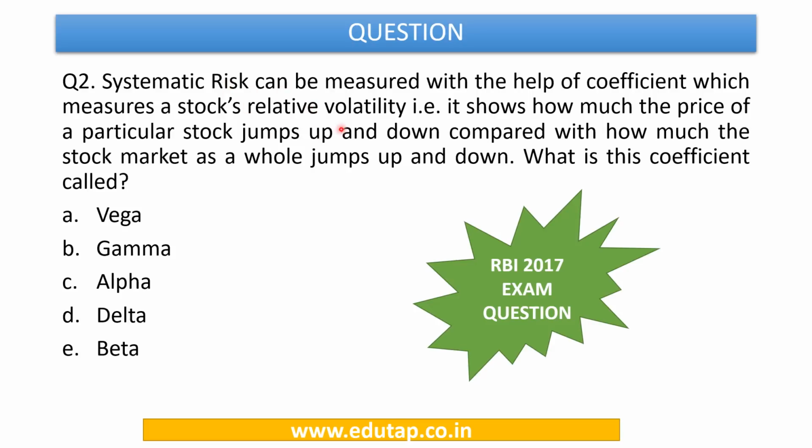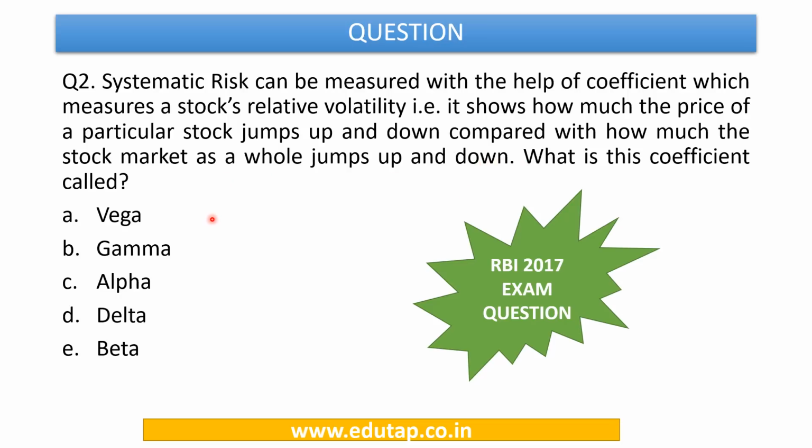Systematic risk can be measured with the help of a coefficient which measures a stock's relative volatility. That is, it shows how much the price of a particular stock jumps up and down compared with how much the stock market as a whole jumps up and down. What is this coefficient called?